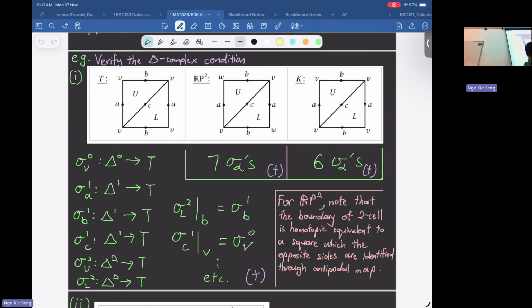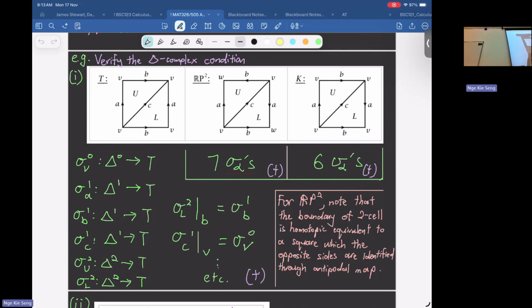So for RP2 here, actually there's a very intuitive explanation on why we put opposite sides on the four sides here. Because what is RP2? RP2 is the set of lines through the origin in R3. So you need to identify opposite points, or antipodal points. In this case here, you are identifying the antipodal points, V and V opposite, and W.